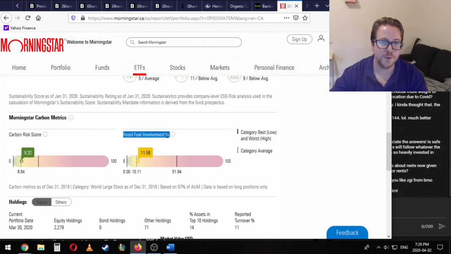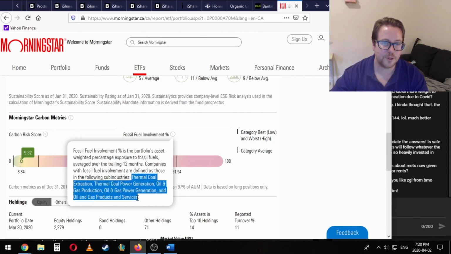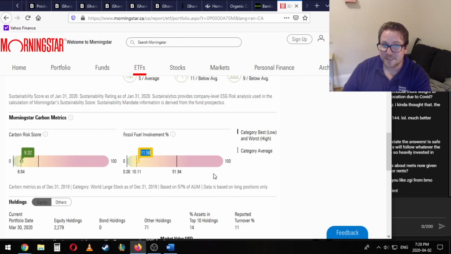This fossil fuel involvement percentage, this is going to be basically how much exposure to fossil fuels it has. They define this as thermal coal extraction, thermal coal power generation, oil and gas production, oil and gas power generation, and oil and gas products and services. So you can see that the All Country World Index, if you were to invest in that ETF, you've got like 11.5% of your money is very heavily exposed to that carbon bubble.